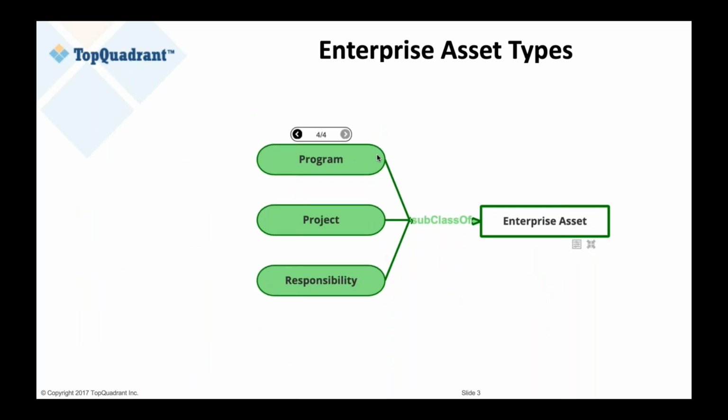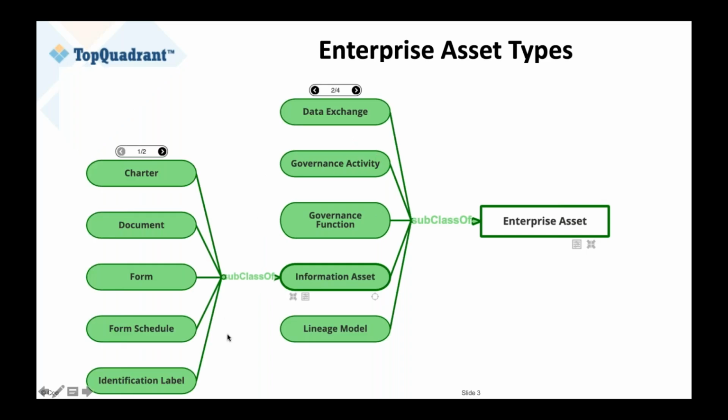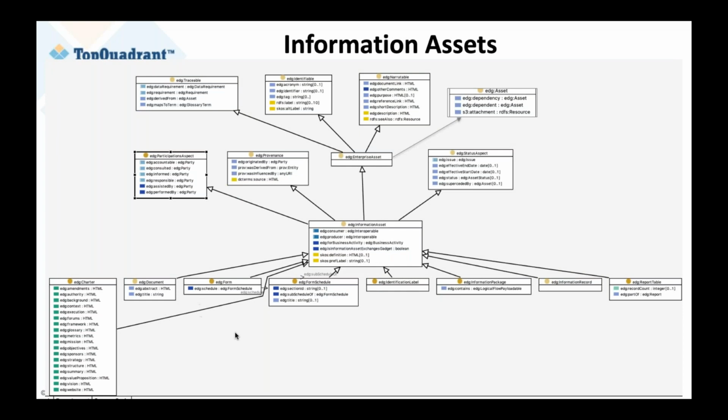And if we zoom into one of those, let's say information asset, we'll see additional subclasses with things like forms, documents, and so on. For each of those, TopBraid EDG defines the type of data that you may want to capture about such assets in the form of properties. Here's another diagram that shows not just our asset types, such as information asset and its subclasses, but also the kind of properties that have been predefined in TopBraid EDG for this type of assets.